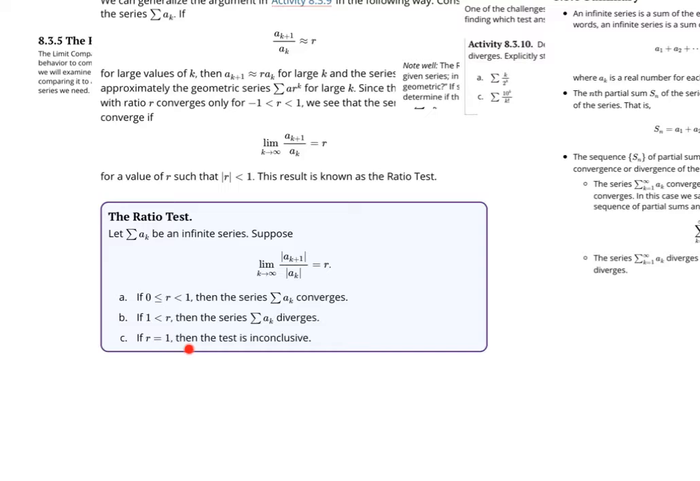This part is the really important part here. The test is going to be inconclusive. Think about the divergence test. If the limit of a_k is 0, then the divergence test is inconclusive. That's another way to think about that test. So we just have to be careful for the case r equals 1.